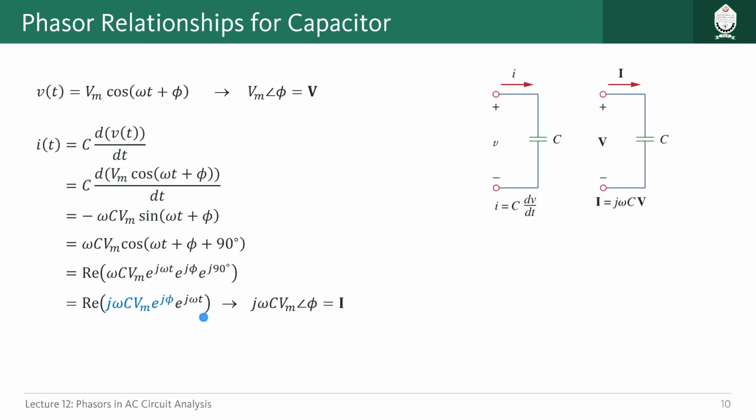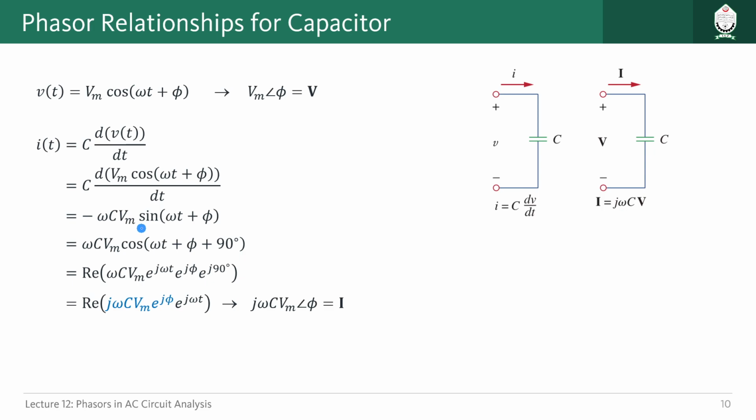But if we want to find the value of current, we have to take this particular expression, i equals C dv/dt. We had already seen that in our previous video. Let us try to calculate that, and if we take the derivative, we will get this kind of expression.